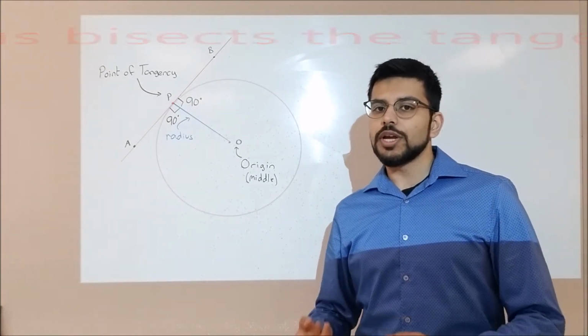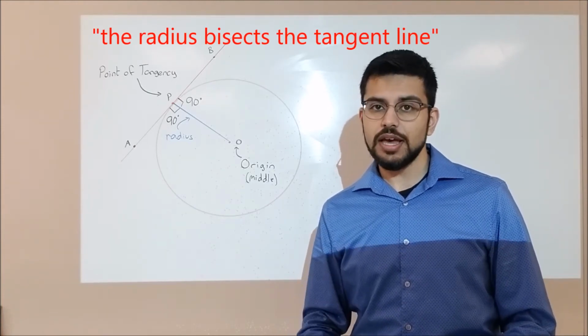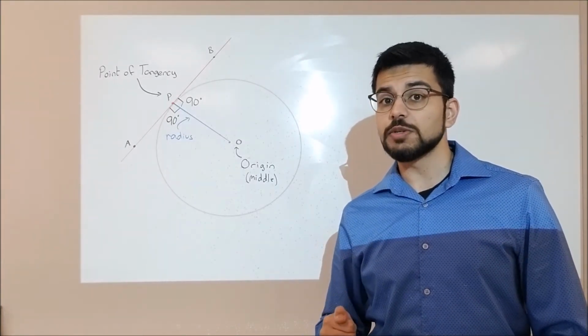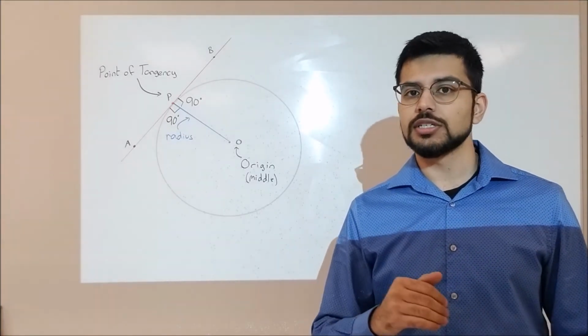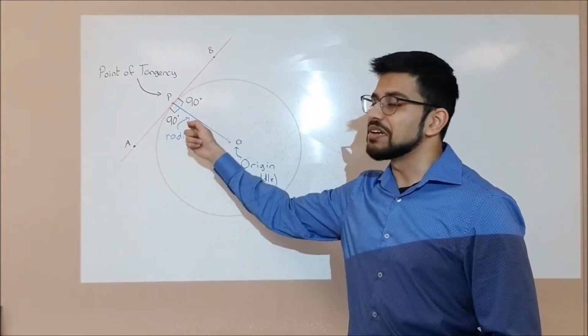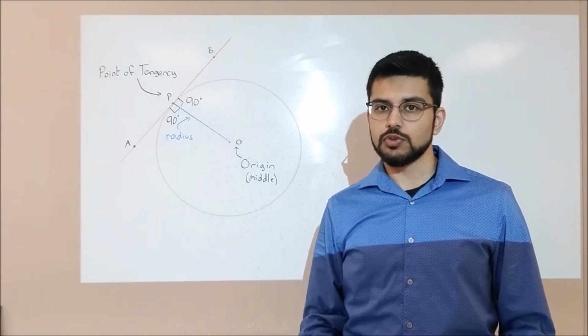What we say is that the radius bisects the tangent line. And the word bisect means that we're splitting it perfectly in half. This will always be true when a radius touches a point of tangency. And what that creates is two 90-degree angles on either side. Why is this useful to us?